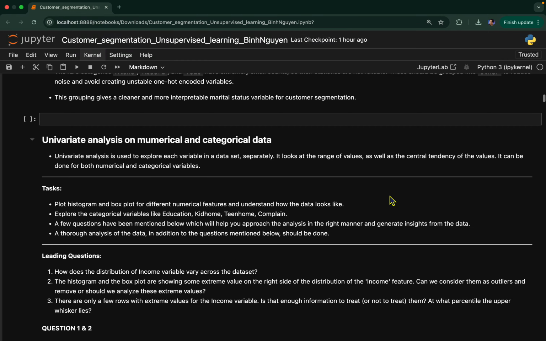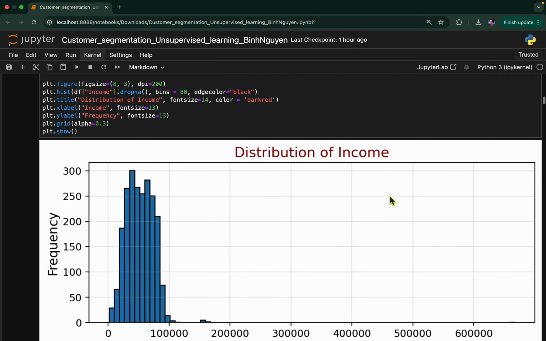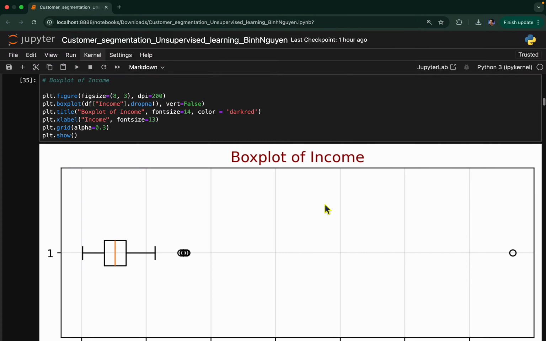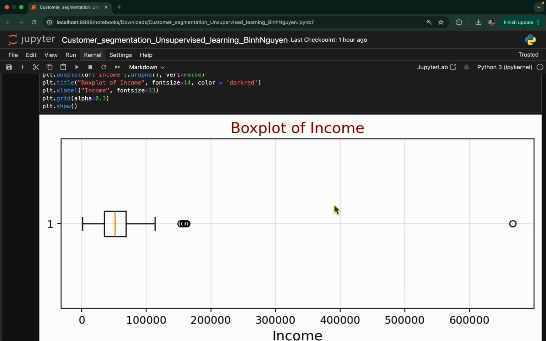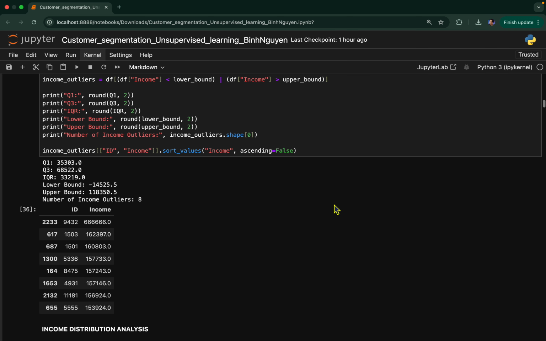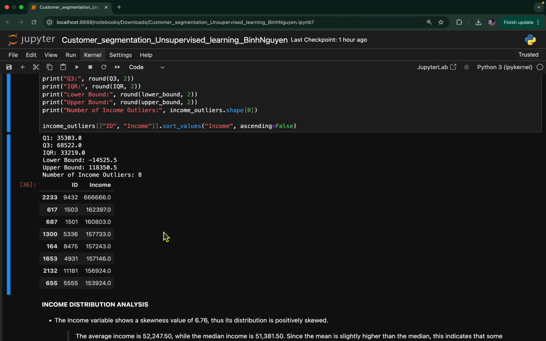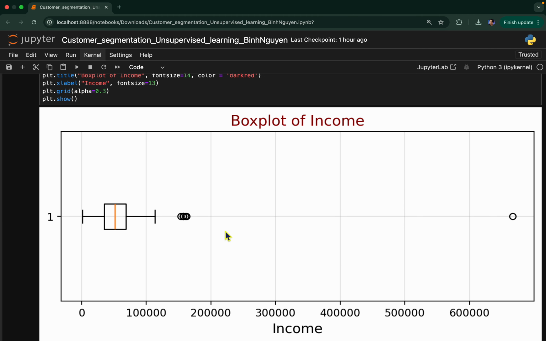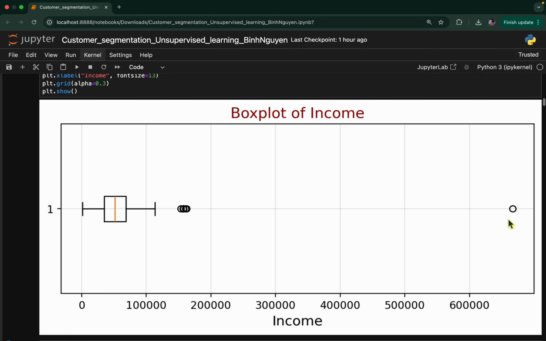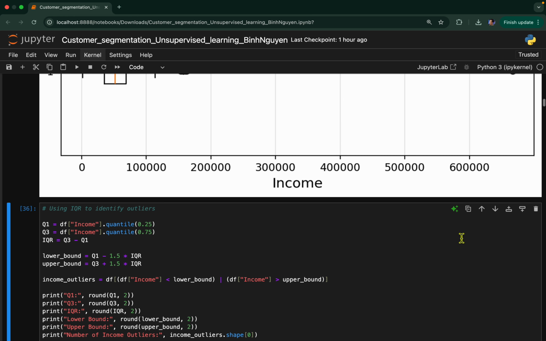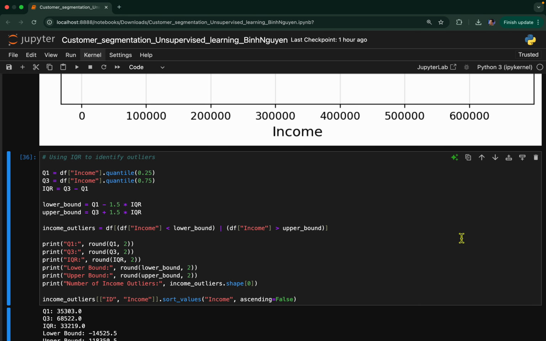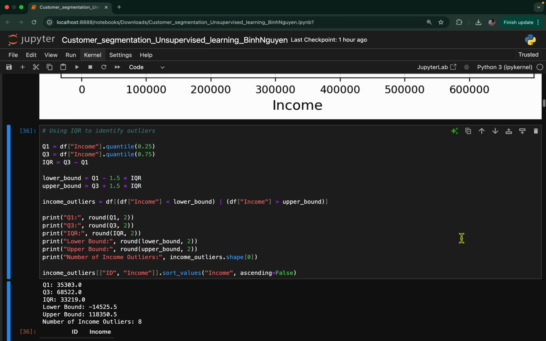So for univariate analysis, first I try to analyze the distribution of income, as well as to see some outliers in the income. While using the IQR method, I find there are 8 income outliers here, and these are the outliers. If you have a look at the box plot, you can see that there are extremely large outliers here. So maybe we need to consider handling them as well as handling some missing values mentioned before.